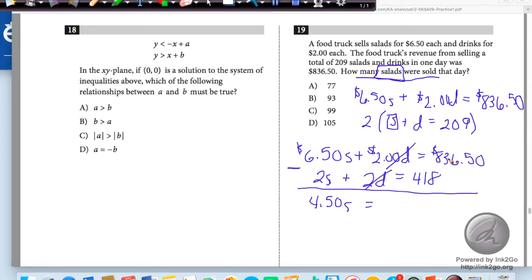You'll notice that 836, 418, right, that's half of that with 50 cents remaining. So I'm going to get my 418.50, right, my 418.50 equals my 4.5S.